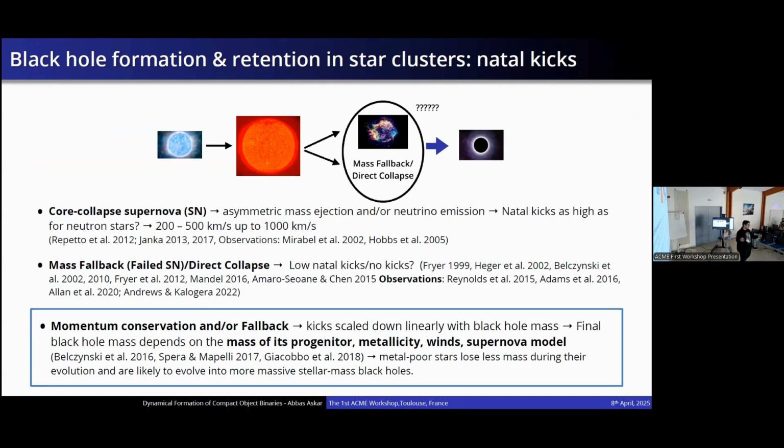The other idea is that if some fraction of your black holes are forming through direct collapse, in which you do not have any mass ejection, then it's possible that the black holes are born with low kicks. In that case, the kicks can be a few kilometers per second or not there at all. And this can really help you retain them in dense environments. And the evolution of the black hole progenitor really depends on all these uncertain things such as winds and their dependence on metallicity and the final supernova model. This can really affect the black holes you produce and what kind of masses they end up with.